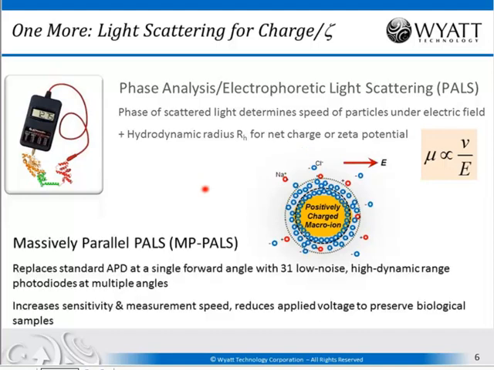One of the latest advances in instrumentation for PALS is MP-PALS, and that replaces the standard avalanche photodiode, which is generally used at a single forward angle, with 31 low noise and high dynamic range photodiodes collecting information at multiple angles. That arrangement provides highly increased sensitivity, which means that you can reduce the measurement speed and you can reduce the applied voltages and therefore preserve your fragile biological samples.